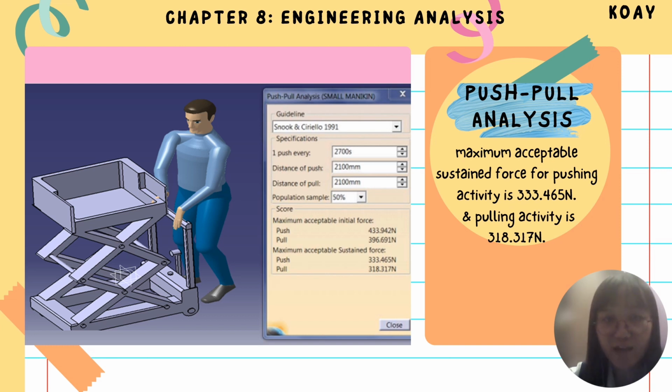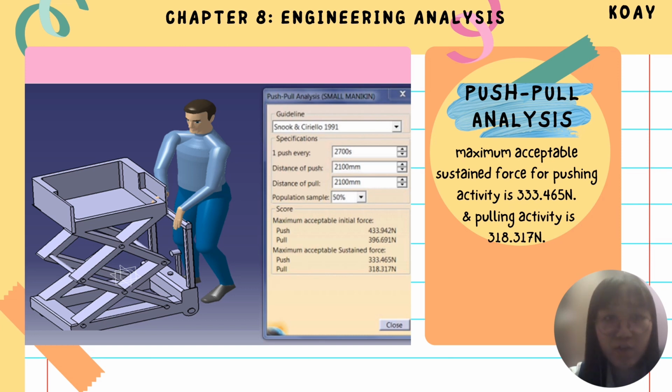Referring to the results, the maximum acceptable sustained force for pushing activities is 333.465 newtons, while the result for pulling activities is 318.317 newtons. According to the results, the worker used around 333 newtons to push the device or used 380 newtons to pull the smart handling device along the activity performed.